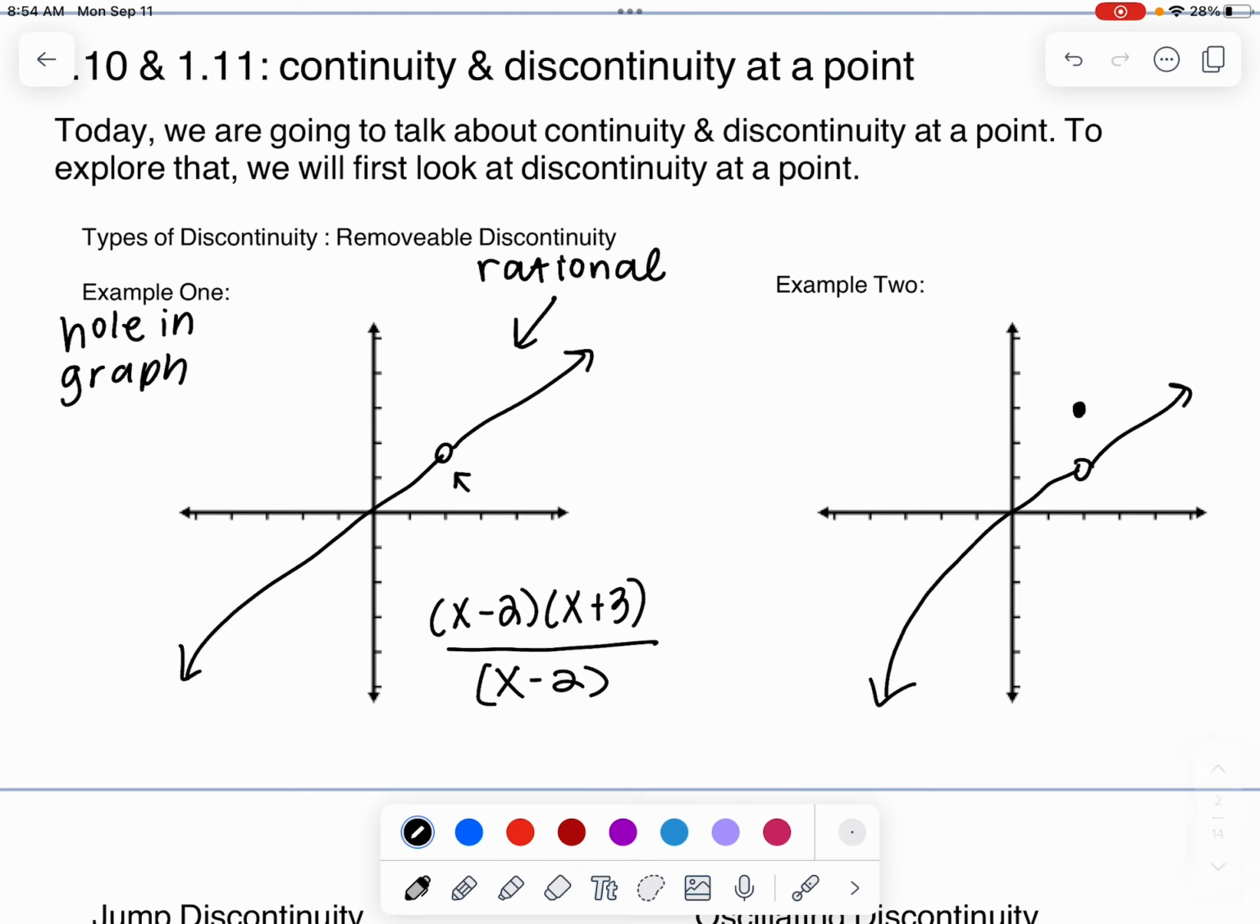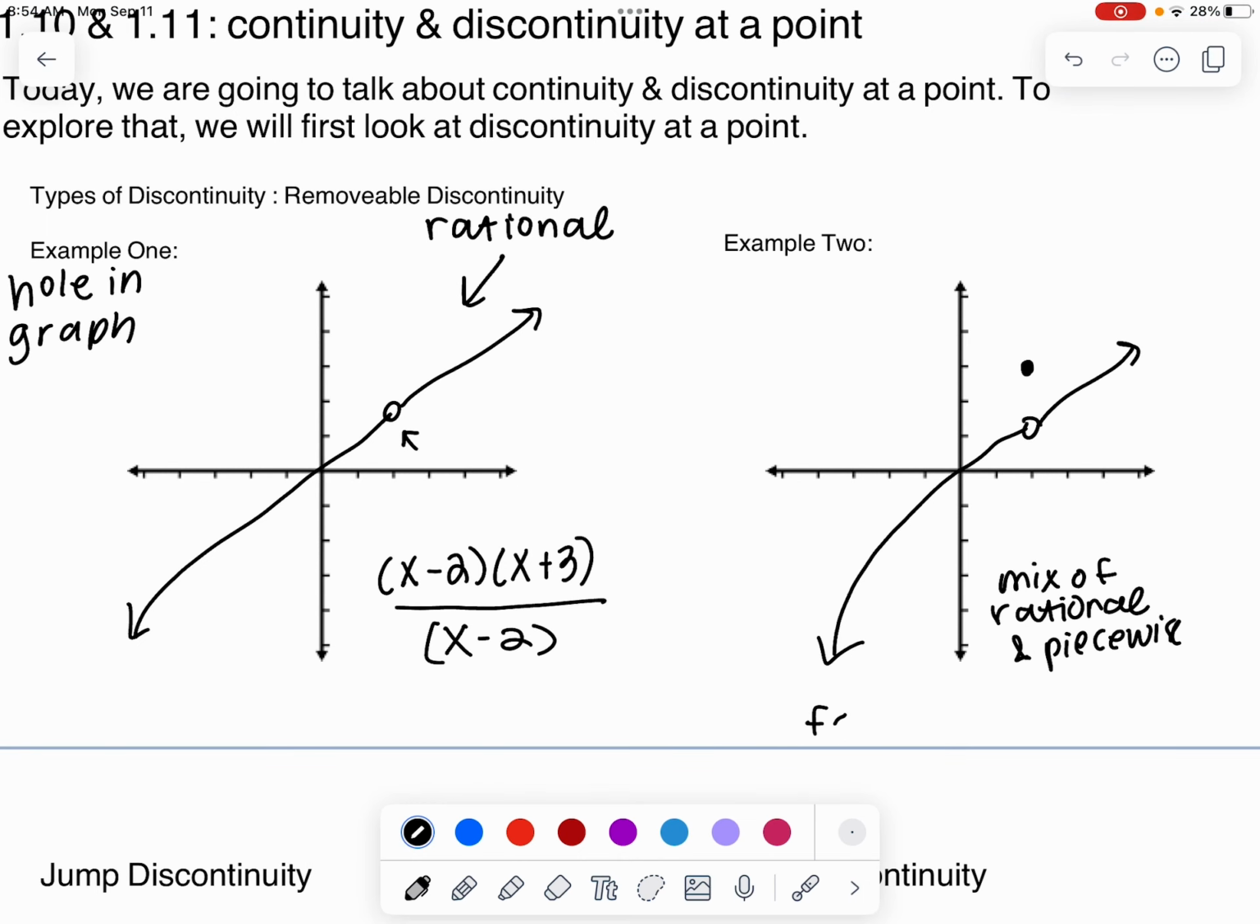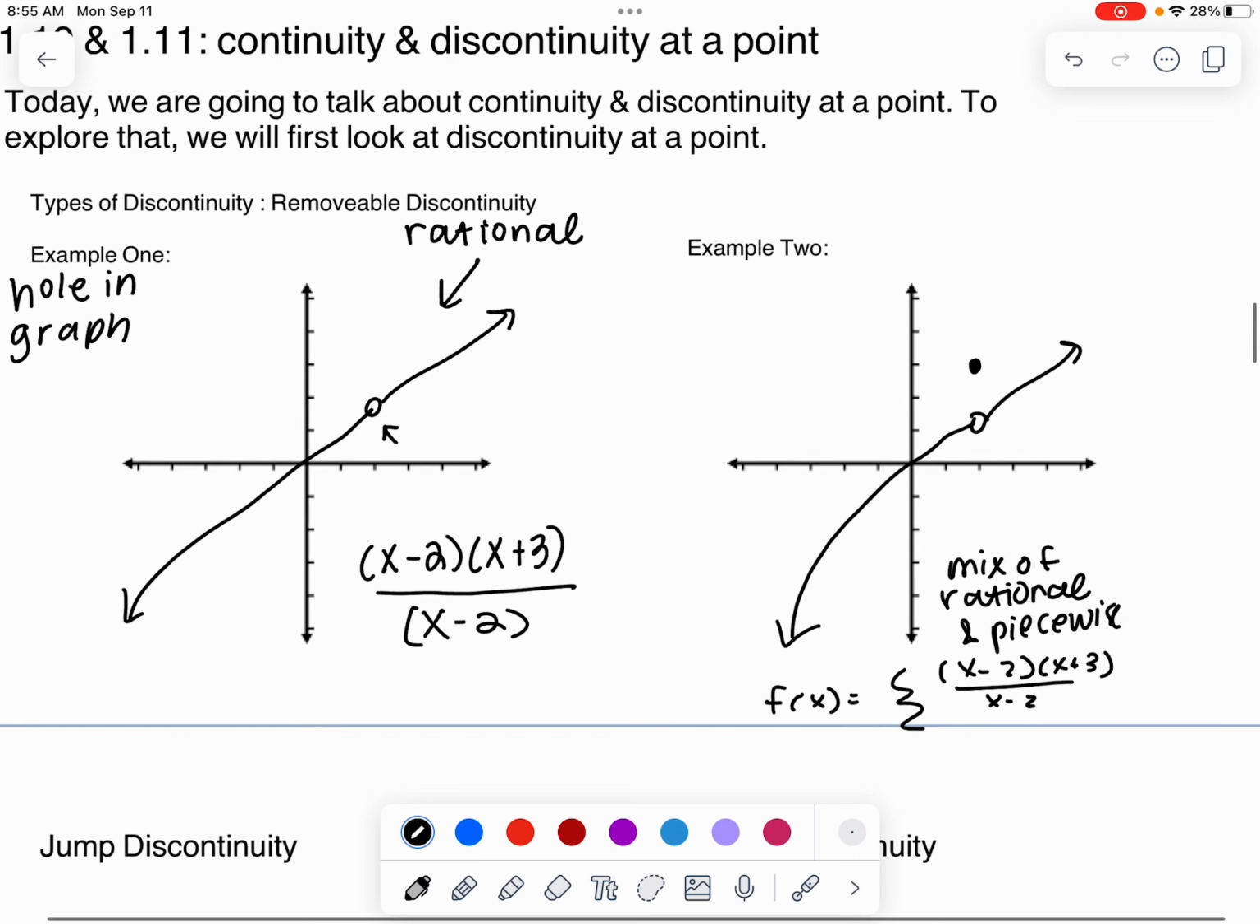Example 2, if you were to create an equation, it would be a mix of a rational and a piecewise. So I'll show you what I mean. You'd have something like f of x equals x minus 2 times x plus 3 for everywhere except x doesn't equal 2, and then you would have something like 4 at x equals 2. So that's an example of that equation. I don't need you to memorize that. I just want you to get used to looking at graphs and being able to comprehend what the equation could maybe look like.